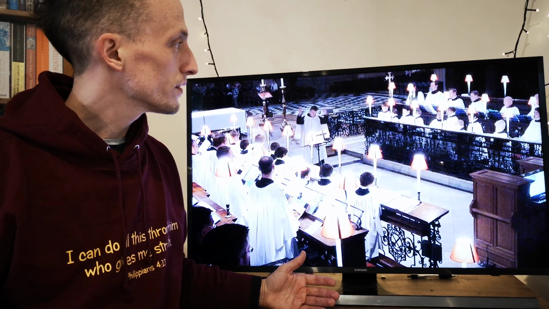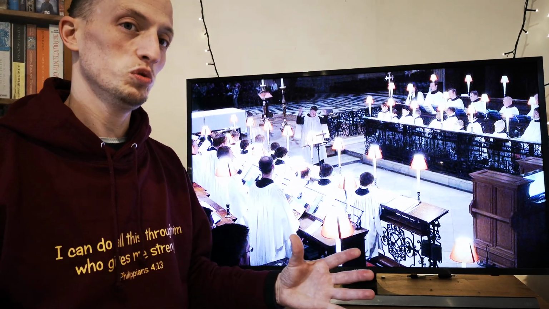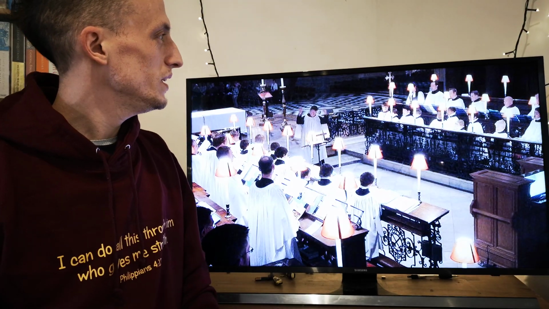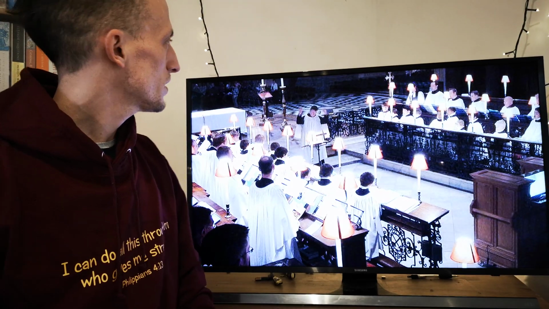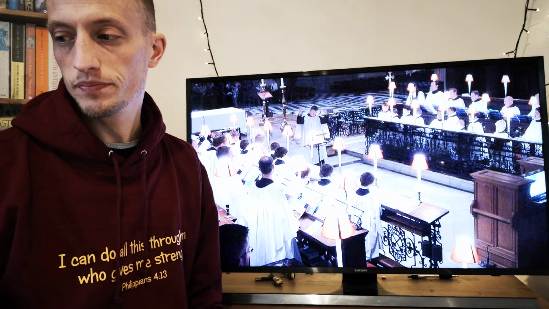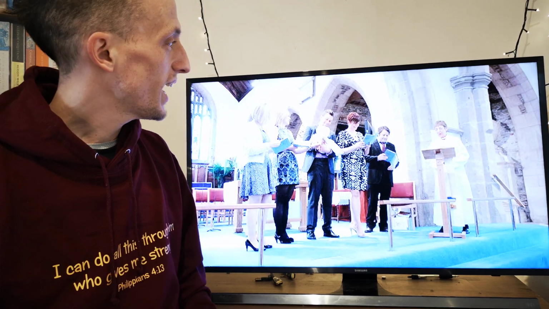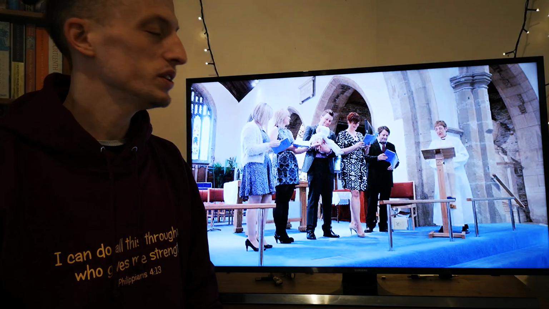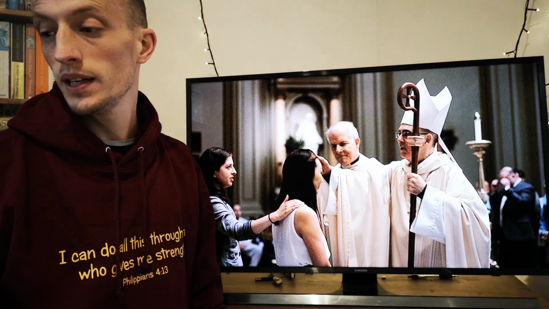Sometimes we have choir services, choral services they're called. This is a picture of choral evensong from one of the cathedrals. Sometimes we have baptism services. This is the baptism of a baby, which we call christening.